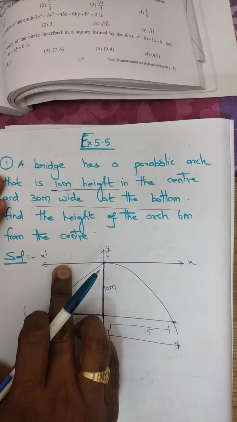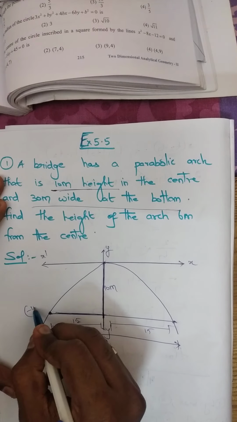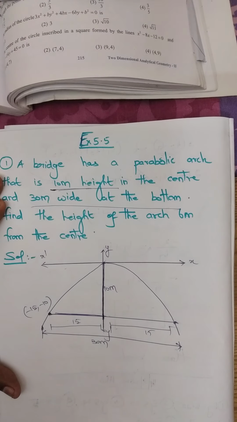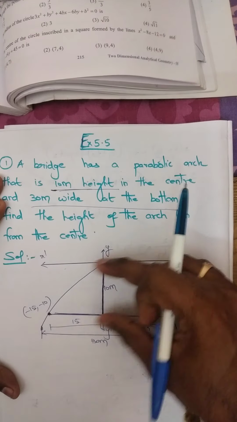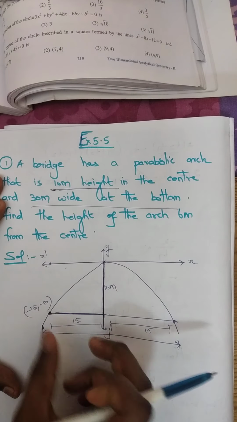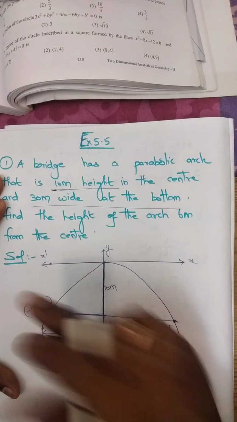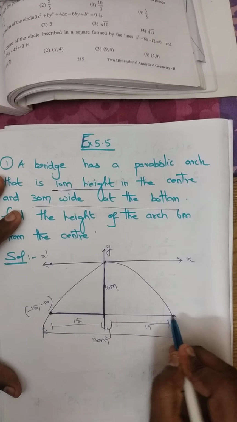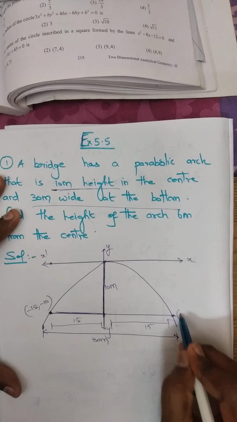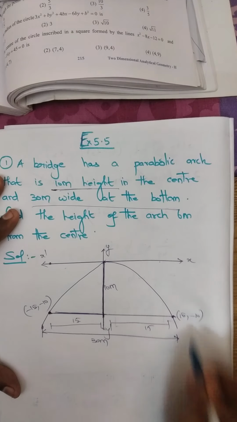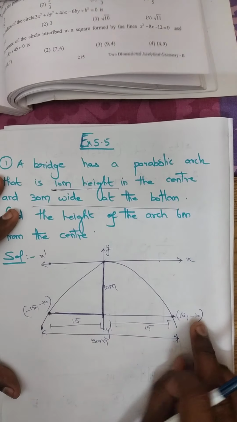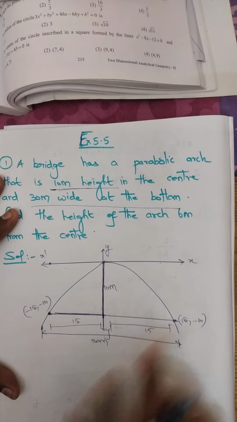If x is negative, y is negative, so I can place minus 15 comma minus 10. Why am I placing minus 15 comma minus 10? Because the height here is 10. This is a point 10, this is a point 15, x-axis 15, y-axis 10, minus 15 comma minus 10. So what will be this point? Here x is positive but y is negative, so 15 comma minus 10. So I have plotted two points.